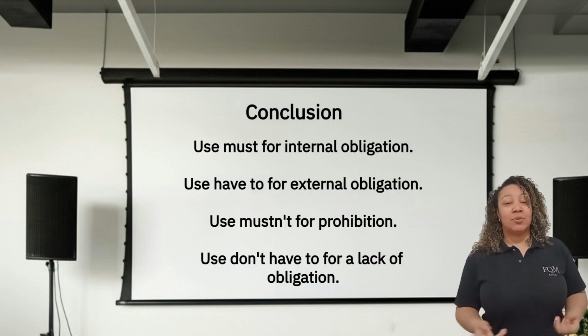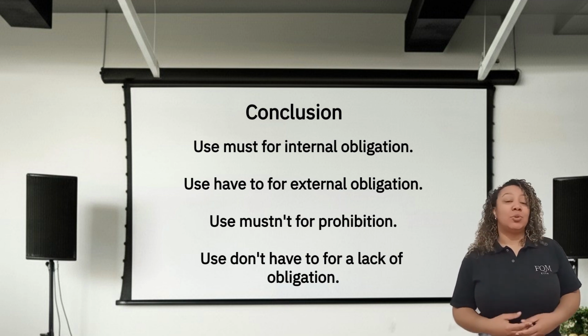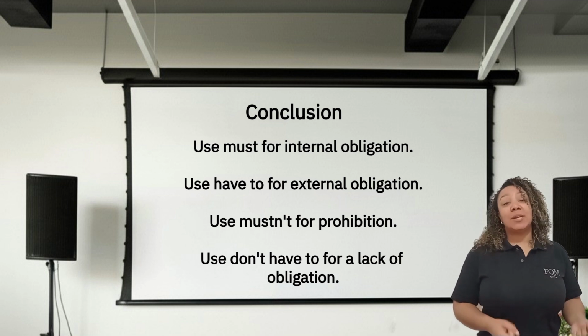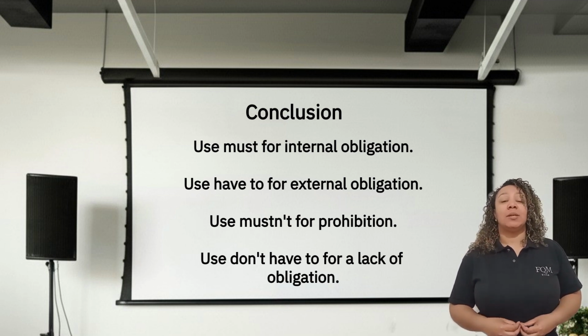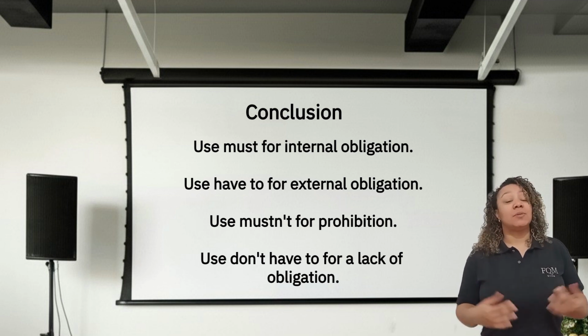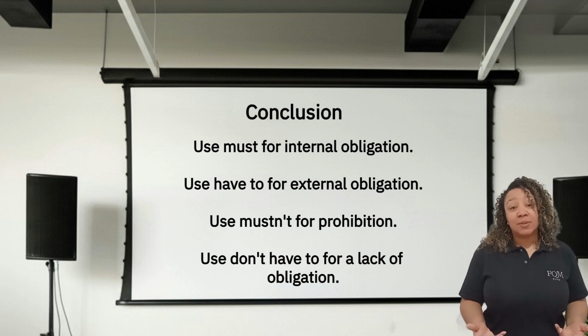Conclusion. So there you have it. The essential modals for permission and obligation. Use must for internal obligation. Use have to for external obligation. Use mustn't for things prohibited. Use don't have to for a lack of obligation.